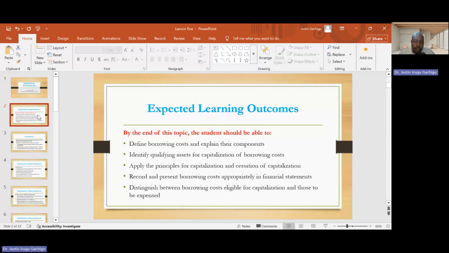You need to be able to identify qualifying assets for capitalization of borrowing cost, apply the principles for capitalization and cessation of capitalization, record and present borrowing cost appropriately in financial statements, and distinguish between borrowing cost eligible for capitalization and those to be expensed.